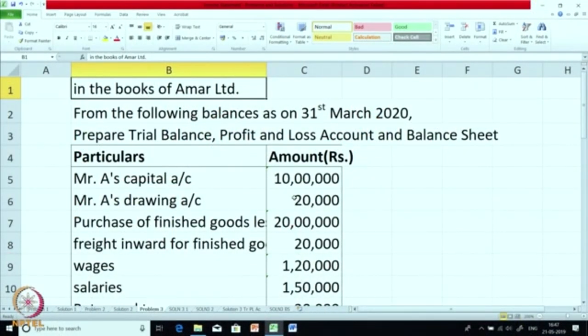Now this is more of an interesting item. From the books of Amar Limited, we are going to prepare trial balance, P&L account and balance sheet. So far in the earlier cases, we have seen how to prepare balance sheet, we have also seen how to prepare P&L. Now we are going to the next step, where for the same case, we will prepare P&L as well as balance sheet. In fact, we will also prepare one more statement known as trial balance.